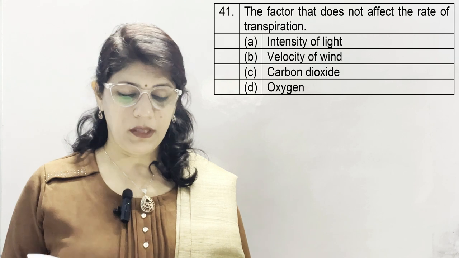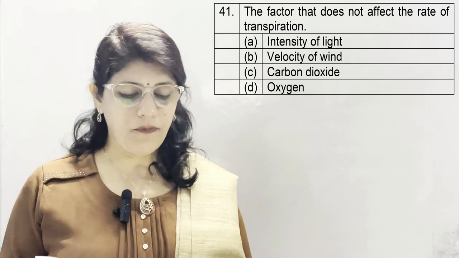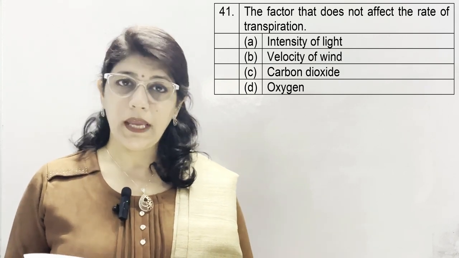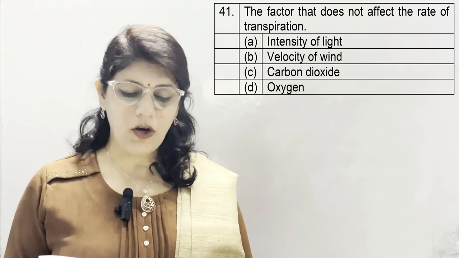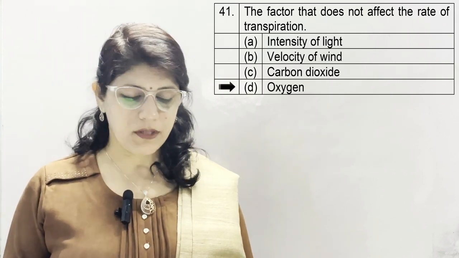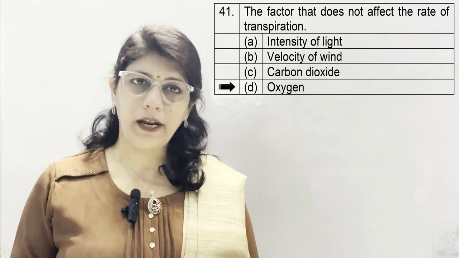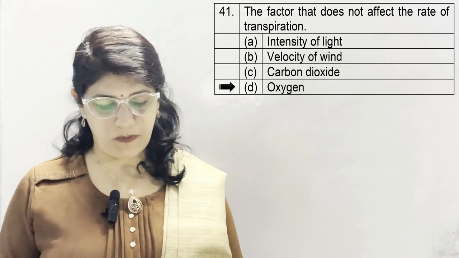Question number 41. The factor that does not affect the rate of transpiration. A. Intensity of light, B. Velocity of wind, C. Carbon dioxide and D. Oxygen, and the correct option is D, which is oxygen.